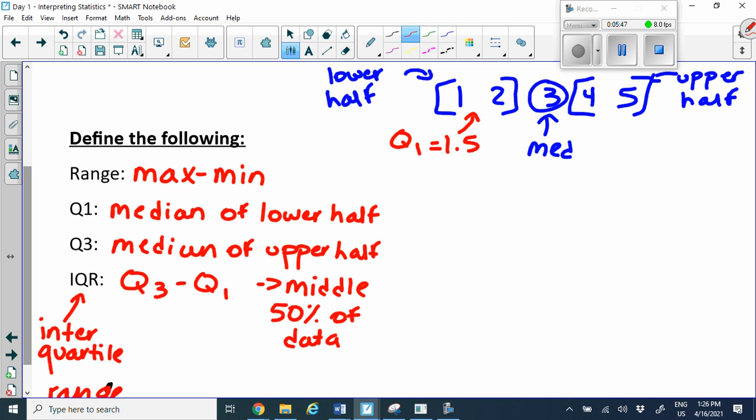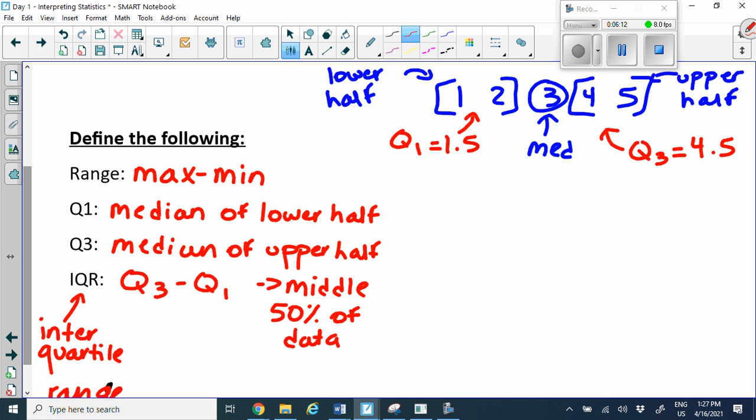So our Q1, or quartile 1, first quartile you can also say, is 1.5. Now with the 4 and 5 we do the same thing. So anytime you have an even amount of data points, you take the two middle values and add them up and divide by 2. So in this case, we would take 4 and 5, add them up to give us 9, divide by 2, that gives us 4.5.